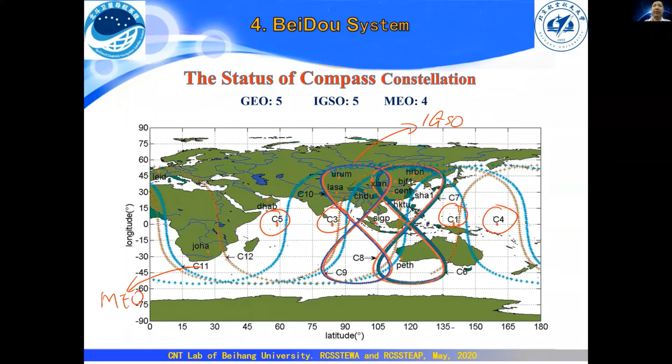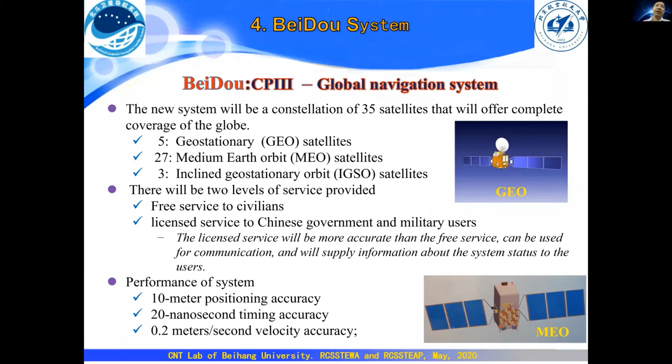So the next stage, called Beidou 3, is actually globally covering, but it still has 5 geostationary and 3 IGSO satellites. I think these are mainly for the Asia-Pacific region, including China, and 27 remaining satellites for global coverage. This is for global.